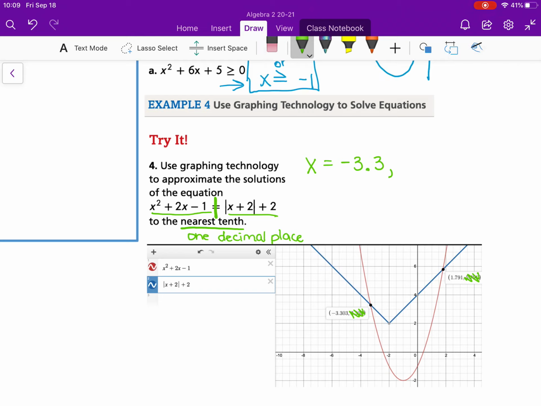So x equals negative 3.3 and x equals 1.79, but if I round that up, that's 1.8 as my answer. So this would be the final answer that I would type into Envision. Envision likes you to separate it by commas.